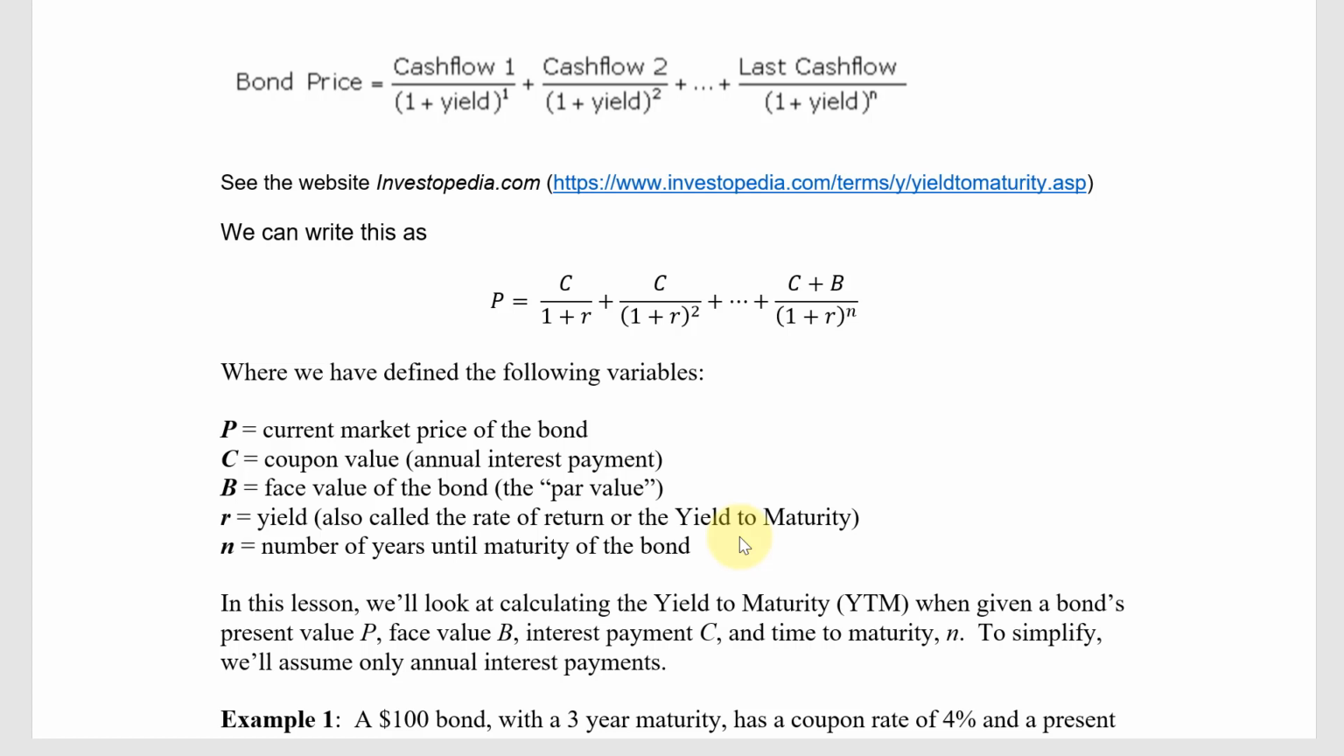Of course, what I'm doing isn't job training. If you were to have a job like that, this is more the mathematical background behind the formulas that give us these instant answers. And so you can see the math behind them. Then n is the number of years until the maturity. So in this lesson, we'll look at calculating the yield to maturity when given a bond's present value P, its face value B, when we know the interest payments C, which are regular payments that are all the same, and that time to maturity n. And to simplify, we're only assuming annual interest payments.